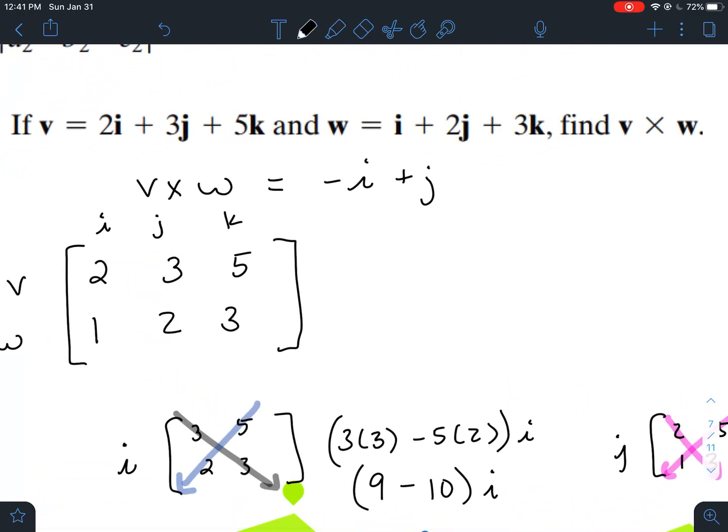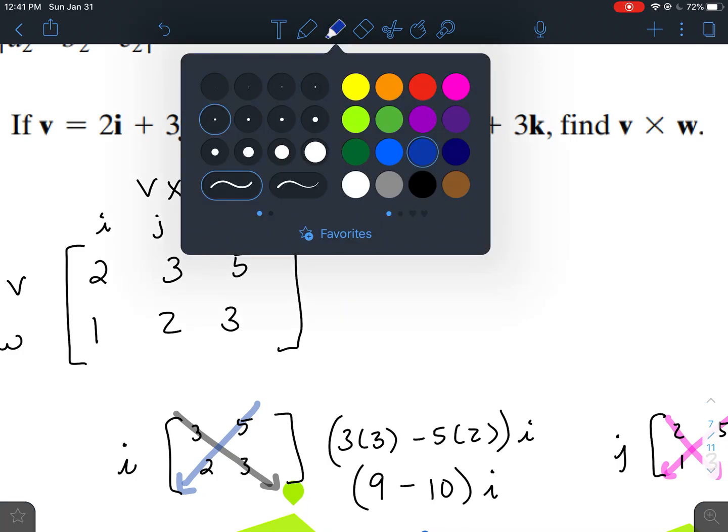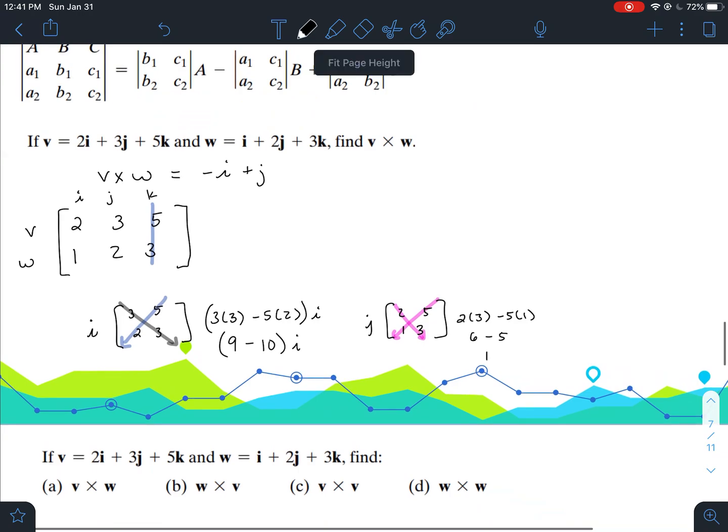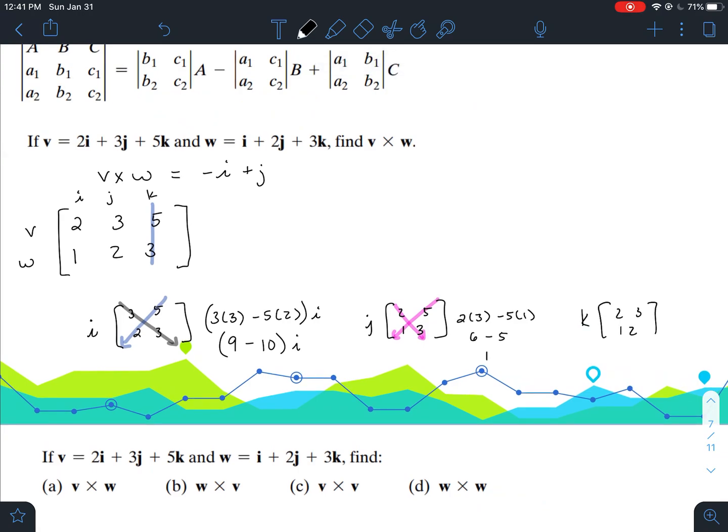And now we will do our k column. If we want to find our k component, let's cross out the k. Our k matrix would be 2, 3, 1, 2, and then we find the determinant. So 2 times 2 minus 3 times 1, which is 4 minus 3. So our k component will also be 1k. So the cross product of v and w is going to be negative i plus j plus k.